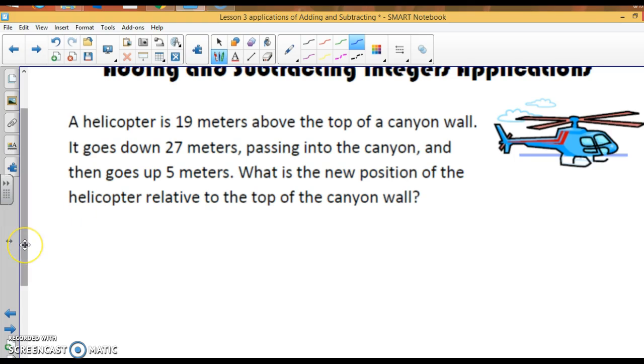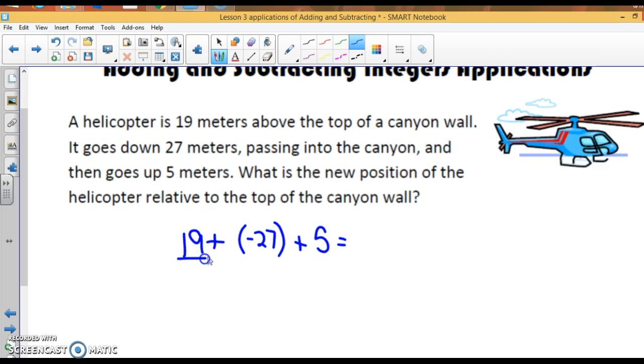So if it's 19 meters above the top of the wall, that's going to be a positive 19. That's where it starts. And we are going to add. It's going down 27. So since it's going down, that's negative 27. And then it goes up 5. So we're going to add positive 5 because it's going up. There's our number expression to represent this.